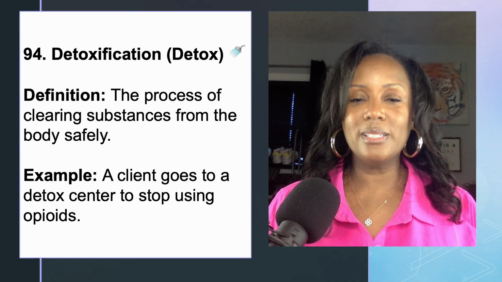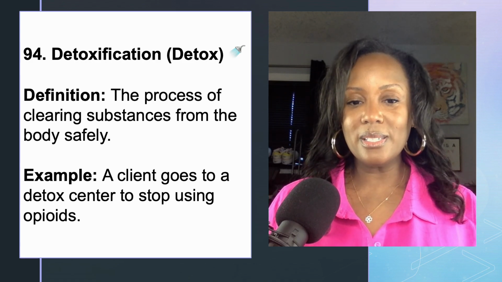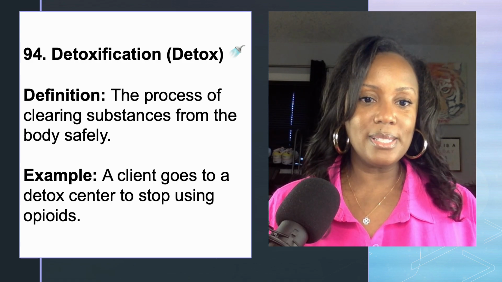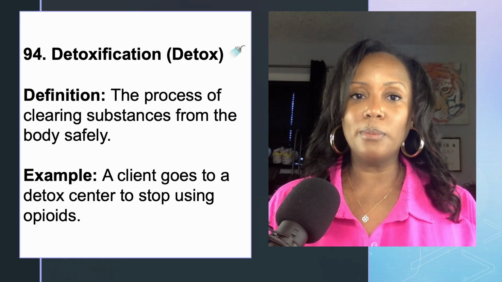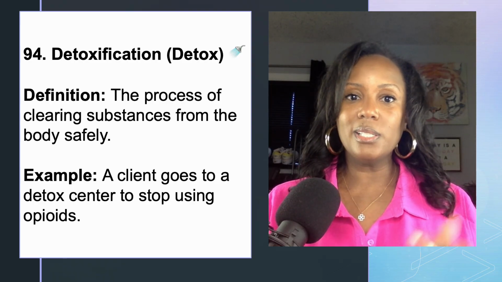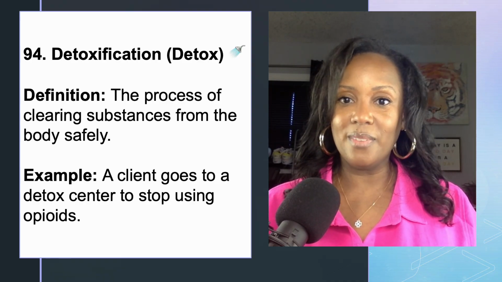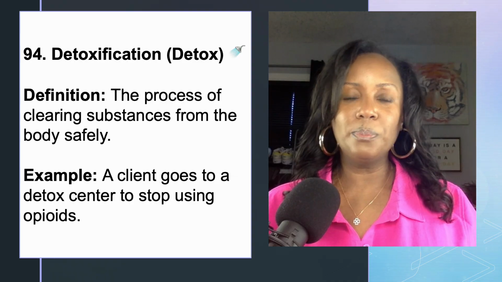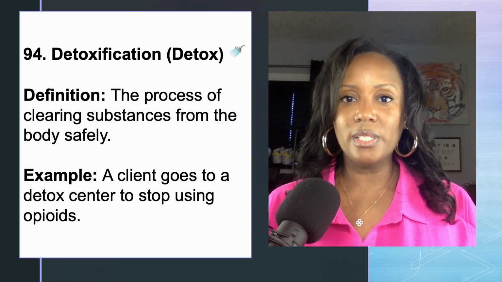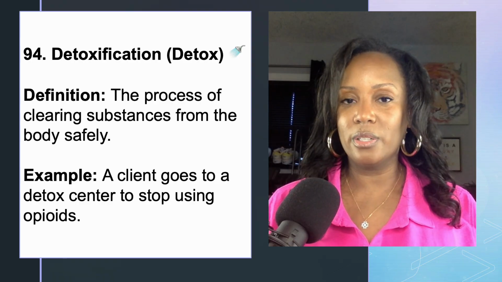Term 94 is detoxification, or better known as detox. This is the process of clearing substances from the body safely. An example would be a client going to a detox center to stop using opiates. Detox is the first step, but it's not the whole story. It's not the ending. After detox, a client typically enters counseling, inpatient, or community-based services in order to maintain recovery or start the process of long-term recovery.